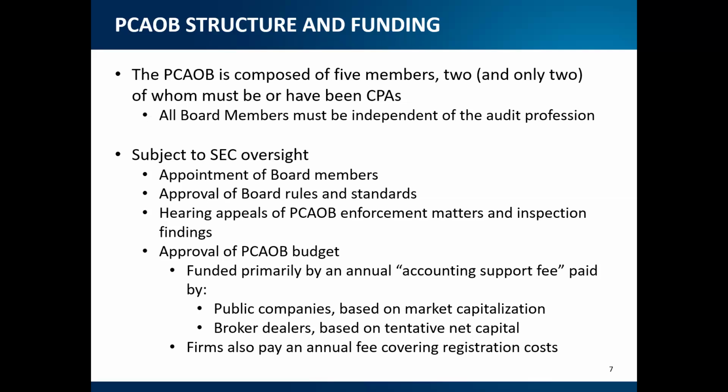The largest source of funding for the PCAOB comes from the companies whose financial statements must be audited by PCAOB registered firms. This is known as the accounting support fee. A public company's annual support fee is calculated based on market capitalization, while a broker-dealer's annual support fee is calculated based on tentative net capital. Firms also pay a registration fee and annual fees, but the vast majority of the PCAOB's funding comes from the public companies and broker-dealers whose audits are under the PCAOB's oversight.